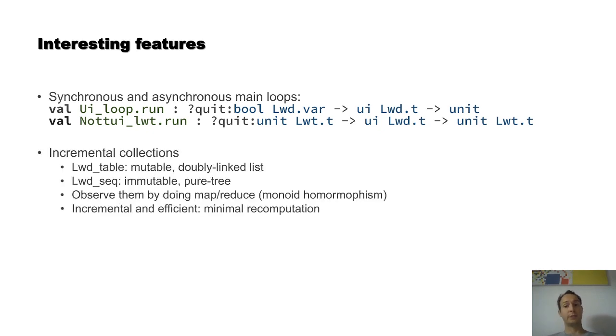Then we have two data structures for dealing with incremental collections, a mutable and an immutable one. With them, you represent an ordered collection of items, which can be observed using MapReduce combinators. This abstraction meshes very well with incremental updates.